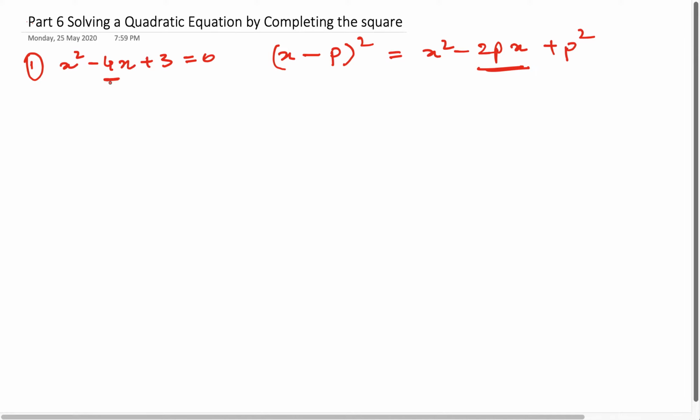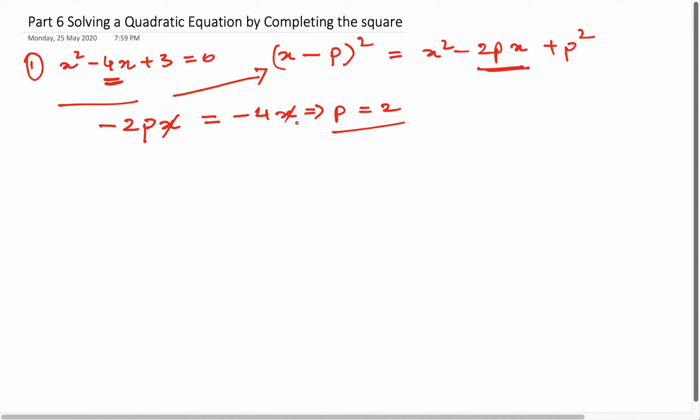So your 2px will actually become your middle term, which is the coefficient of x. So if you have to move this quadratic equation in this format, what you will need is an x minus p format. Okay, so what will happen is your minus 2px should look like your middle term, which is your minus 4x, correct, and x will get cancelled with x, and your p here comes out to be 2. Okay, p comes out to be 2.